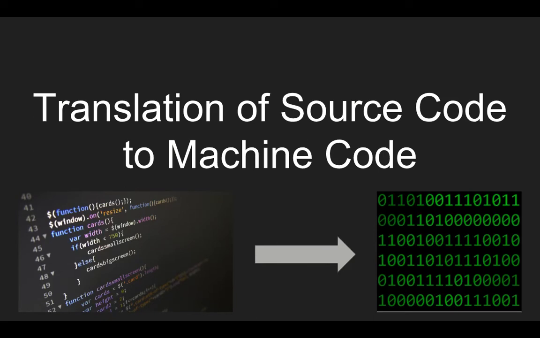Translation of source code to machine code. Computers can only read binary, or machine language, and while humans can read binary, it is very inefficient. Thus, humans need a program in a higher level language which they can easily read and understand. But as computers cannot understand this, it needs to be translated back into machine language to perform anything useful.